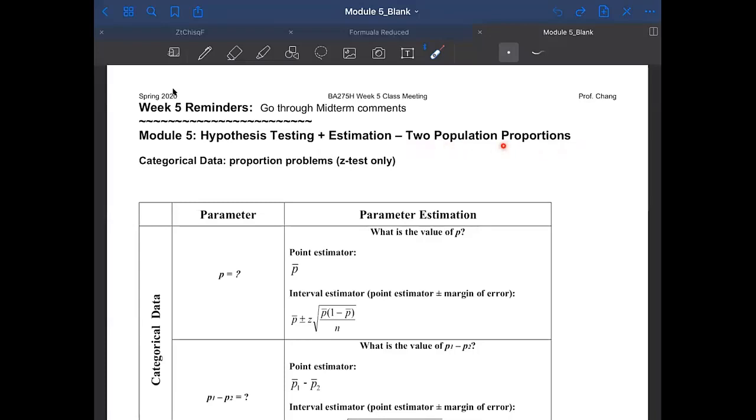It could be the entire US population. And from now on, we're going to move on to multiple populations. We're going to start with two populations first. And for this particular module, we are going to focus on proportions. Whenever we talk about proportion, we are dealing with categorical data. If we are dealing with numerical data, that's going to be average or mean problems, right? But for this module, it's just proportion problems, two populations.